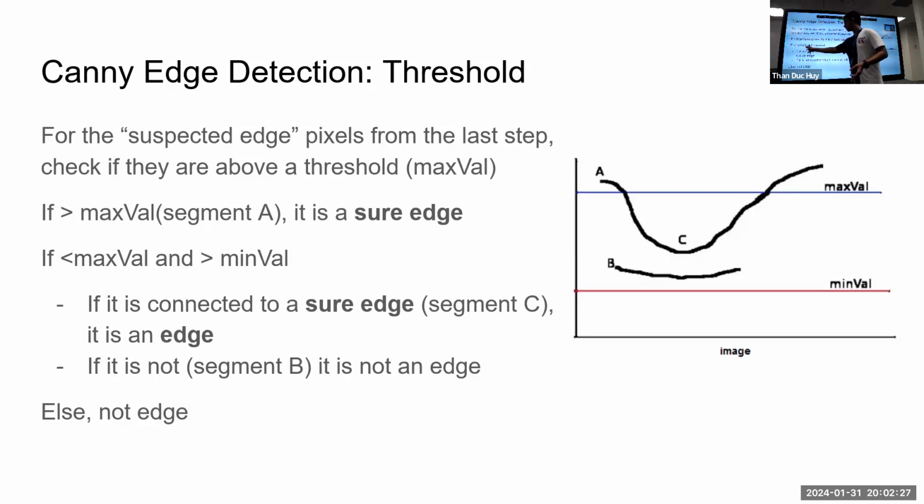Then we consider another range, the range between the min val and the max val. In this case, we consider whether the pixels are attached to the pixel A. If so, we are sure that it's one of the vertically detected edge features. Whereas if it's part of some random edge that's not connected to A or C, then we are pretty sure that it's not one of the vertical features and we just throw it in the dustbin.